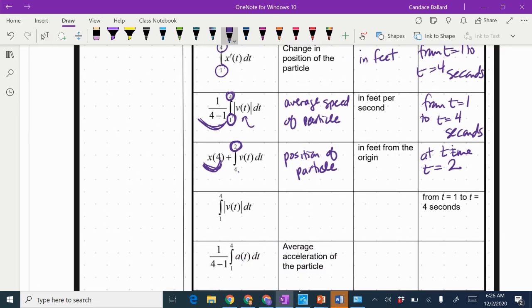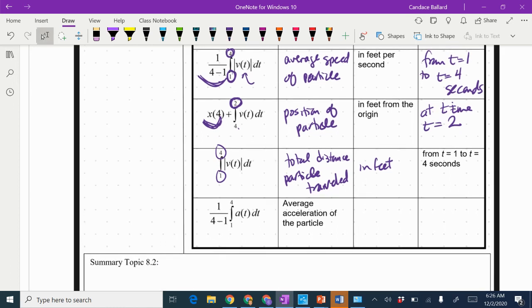All right, this one here is just absolute value of velocity, but we know that not only does it represent the speed, but it represents the total distance we traveled. So total distance that the particle travels. And then total distance would be measured in feet. And then they're saying it's from t equals 1 to 4.